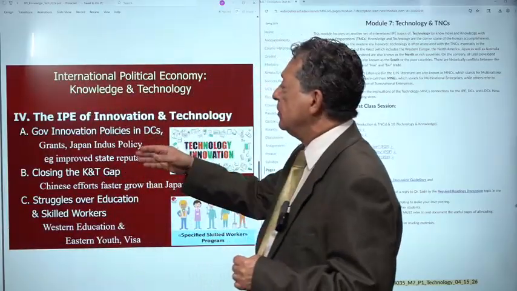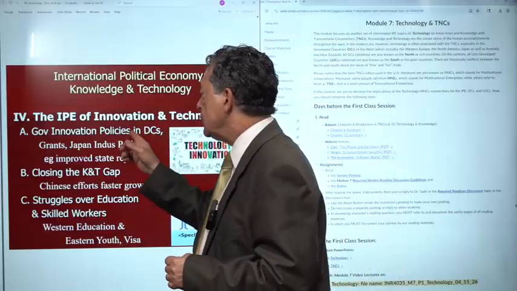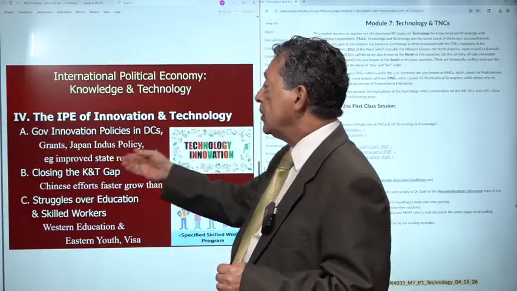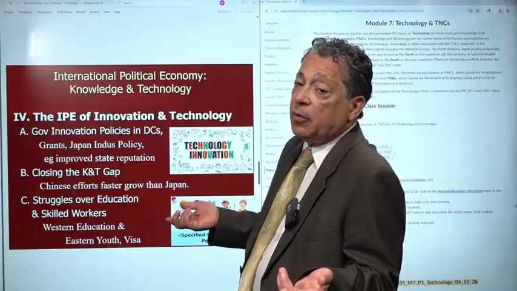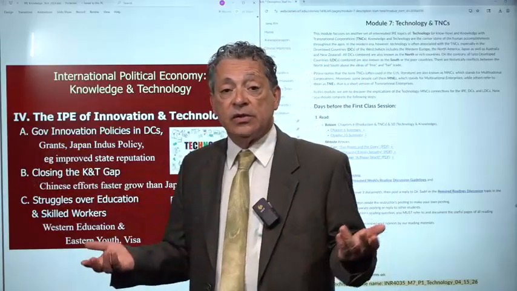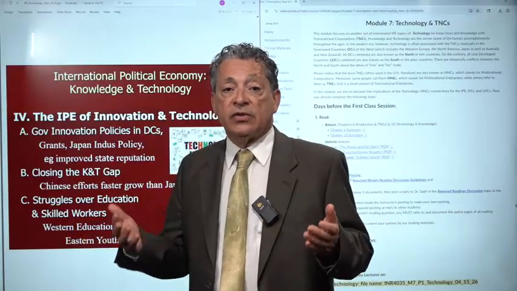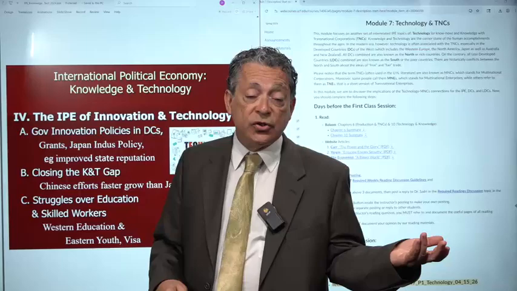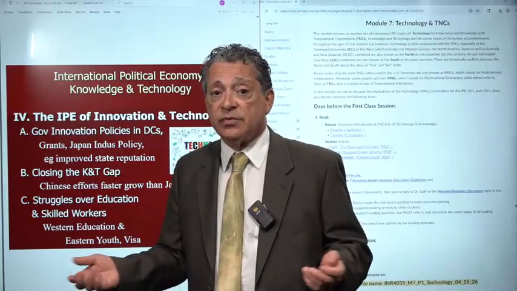And in this slide, we're talking about the IPE of innovation and technology. So government innovation policies in the developed countries, how do they promote it? They promote it by grants, okay? Look, in the U.S., the government, through National Science Foundation and everything, provides grants for a lot of activities. Of course, a lot of engineering. But guess what? Don't underestimate. Even in international relations, political science, we get grants, okay?